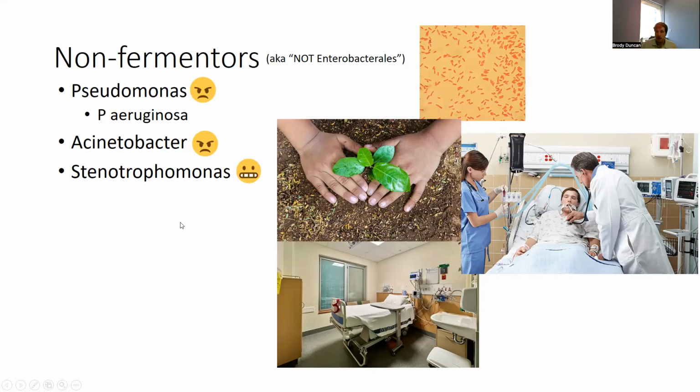Stenotrophomonas is another one that is very similar to Acinetobacter, but I've given it this kind of meh face because she is not quite as nasty as Pseudomonas and Acinetobacter. Stenotrophomonas is really more happy in the environment than it is inside the human body. So when it gets onto, for example, ICU patients, sometimes it just isn't quite as virulent as something like Pseudomonas.